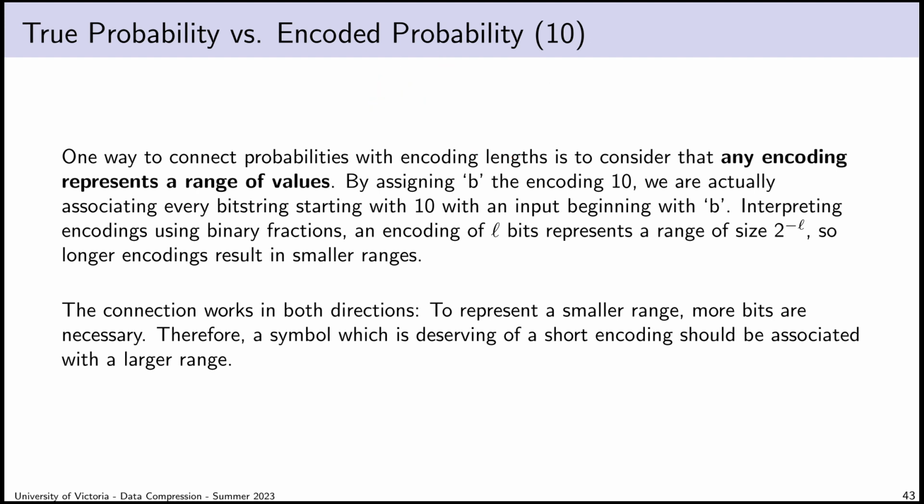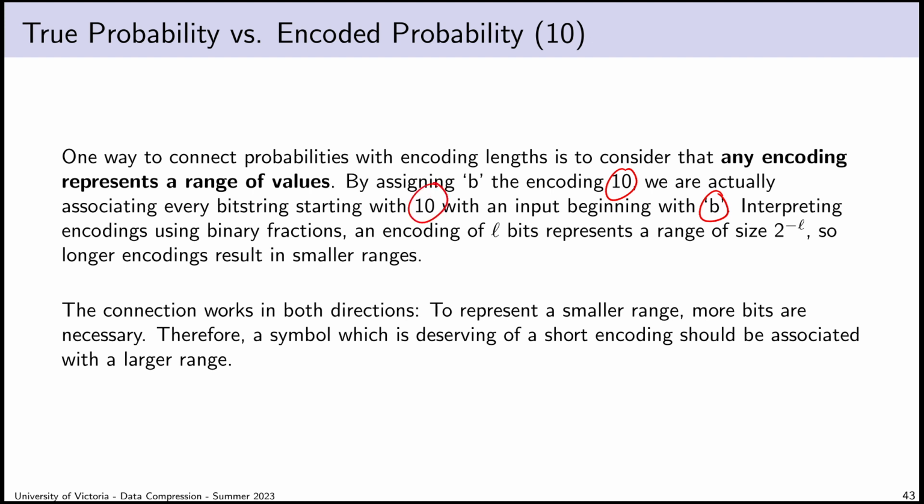So if I give B the encoding 1, 0, what I'm really saying is every bit string of the infinite number of possible bit strings that start with 1, 0 is now associated with some input beginning with the letter B. I'm just blocking off that set of real estate for the letter B. And if we now think about the relationship between encoding lengths and the number of bits, we can maybe understand why it's useful for a more common symbol to both have a short bit encoding, if we use prefix coding, or a large range. So think about it like this.